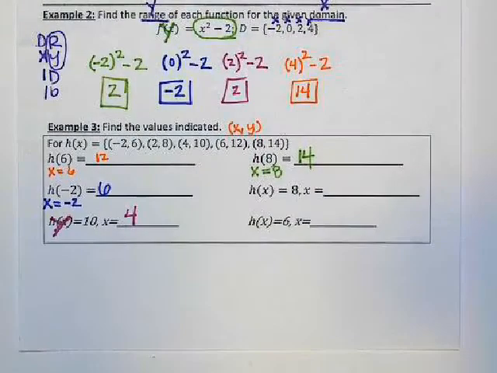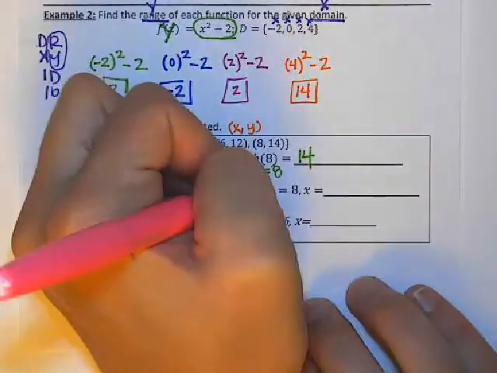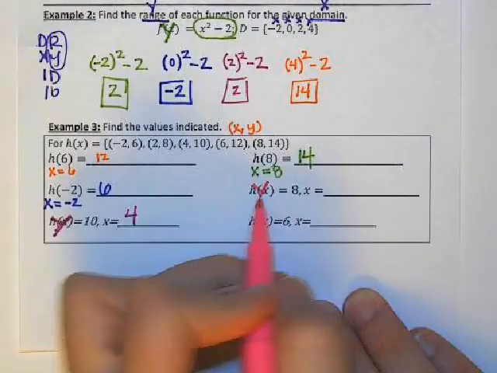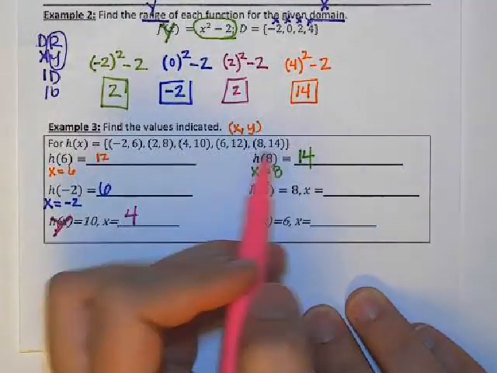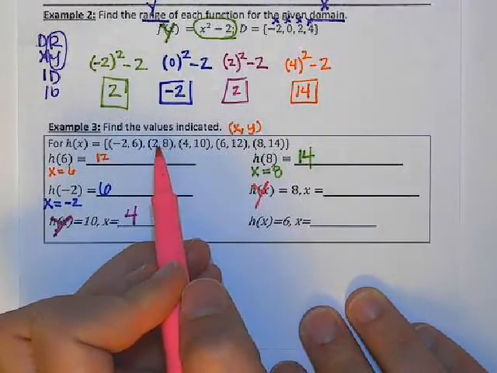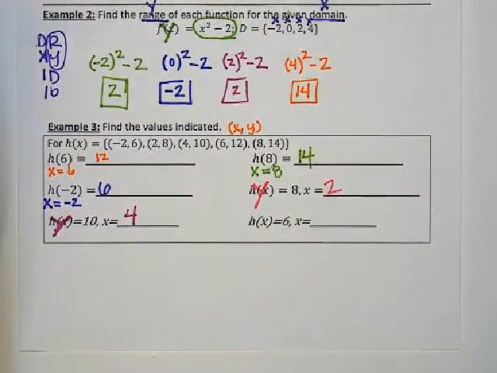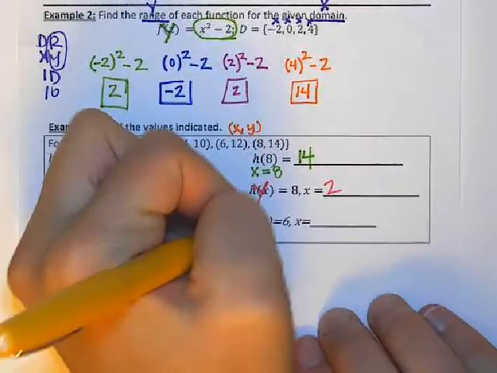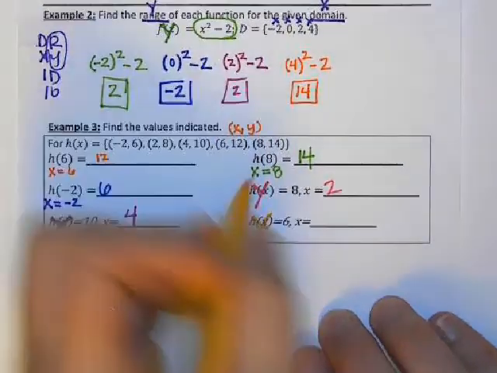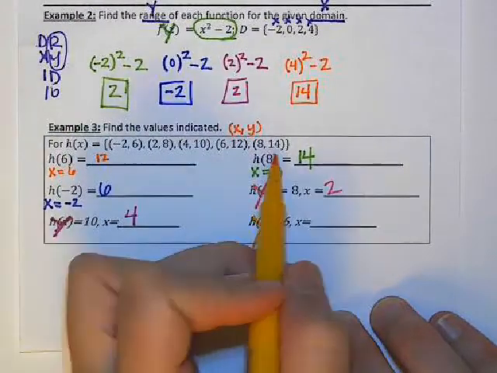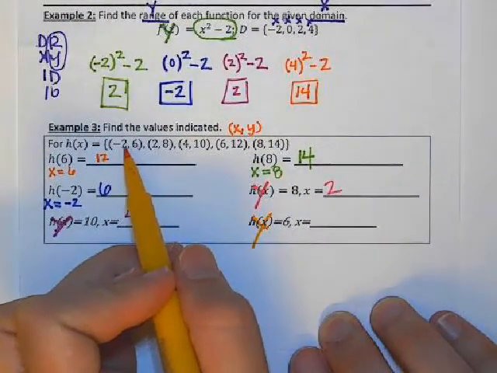Okay, h of x, what does that mean? Y. It does not have a number in it, so it's y equals 8. And when y equals 8, x is 2. And then the last one, h of x is really my what? Y. And when y equals 6, x is negative 2.